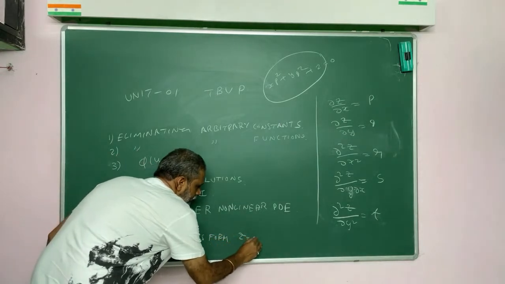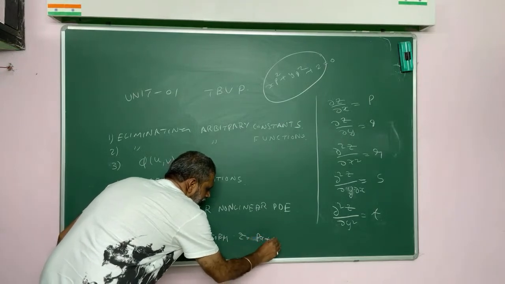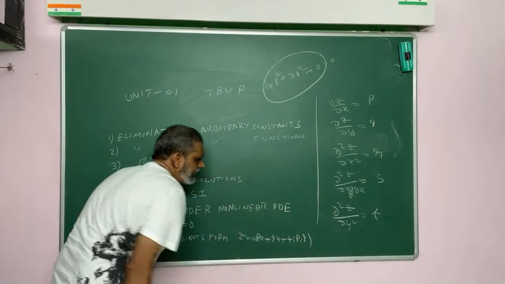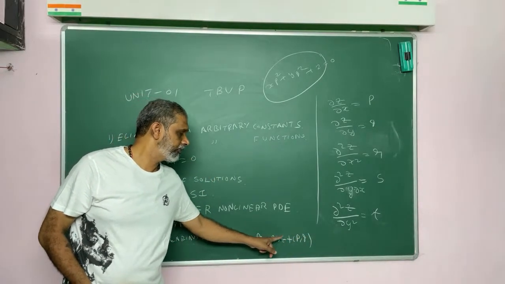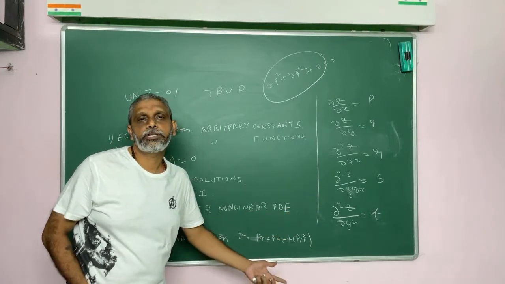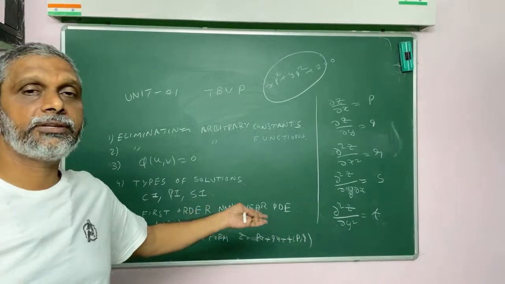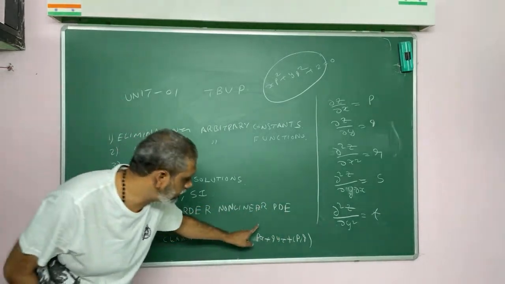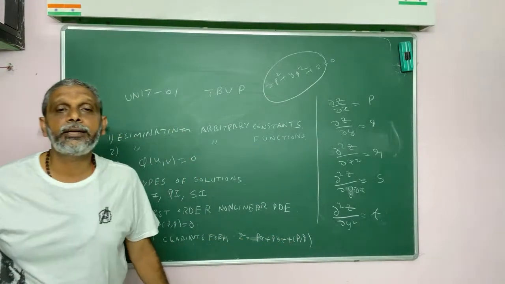Clairaut's form: z equals px plus qy plus f of pq. The function contains only p power 1, x power 1, q power 1, y power 1, and f of pq. What does a function of pq mean? You may have sine inverse pq, tan inverse pq, p squared plus q squared, root of 1 plus p squared q squared. That only will have p power 1, x power n, q power 1, y power n, f of pq. This is type 2.